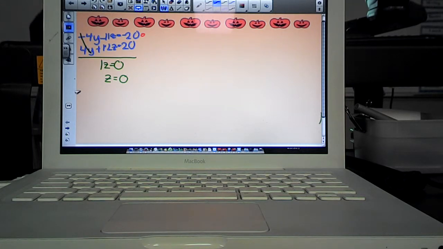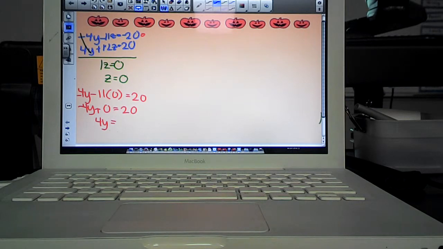So plugging it back in is negative 4y minus 11 times 0 equals -20. So then it becomes negative 4y minus 0 equals -20. So you just minus 0. So then it would come out to 4y equals negative 20, which would then be y equals 5.